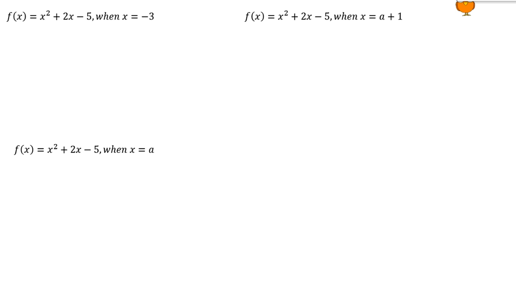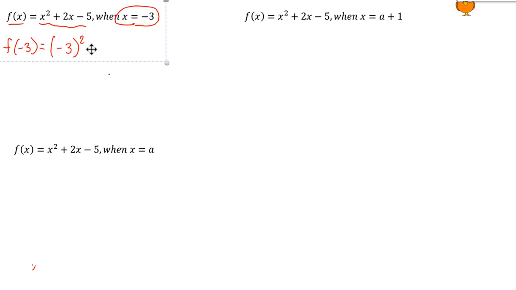Function composition is all just substitution. An example: if I said f of x equals this function, and I asked you to evaluate it when x equals -3, so f of -3 is basically what they're asking for. Everywhere there's an x, I'm going to take that x out and put -3 in place of it, and then simplify. -3 squared is 9, minus 6, minus 5.